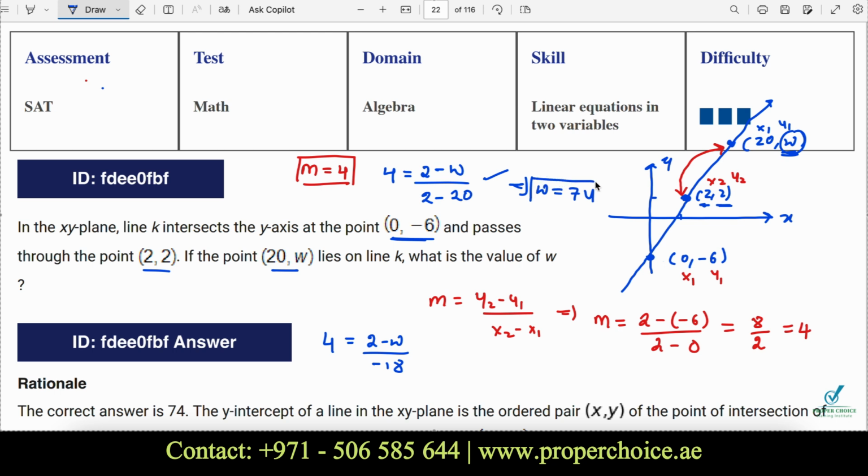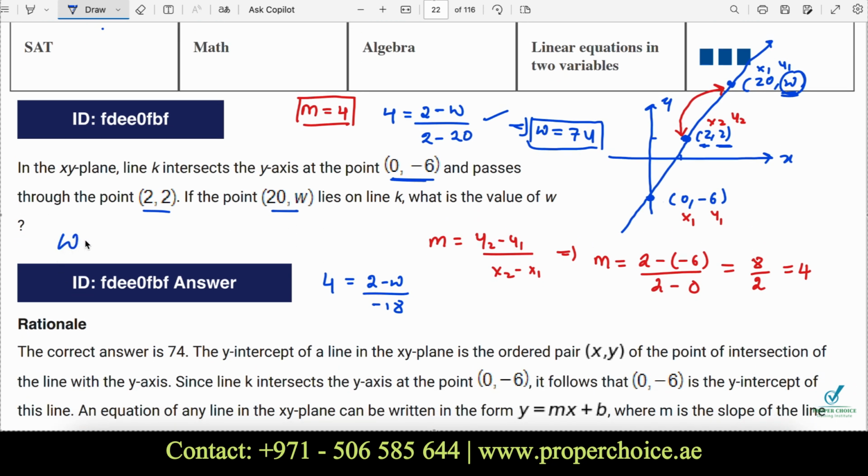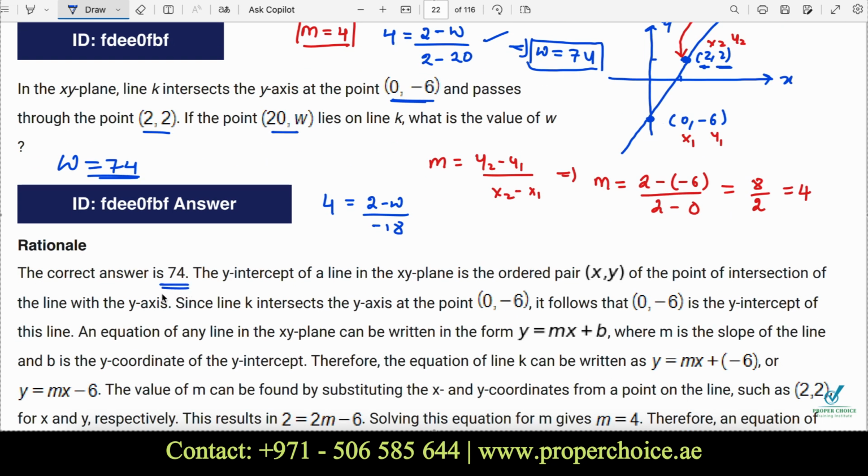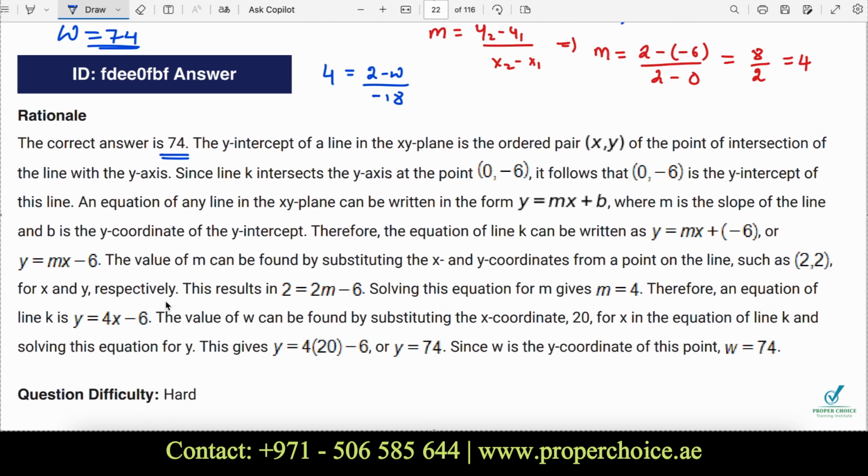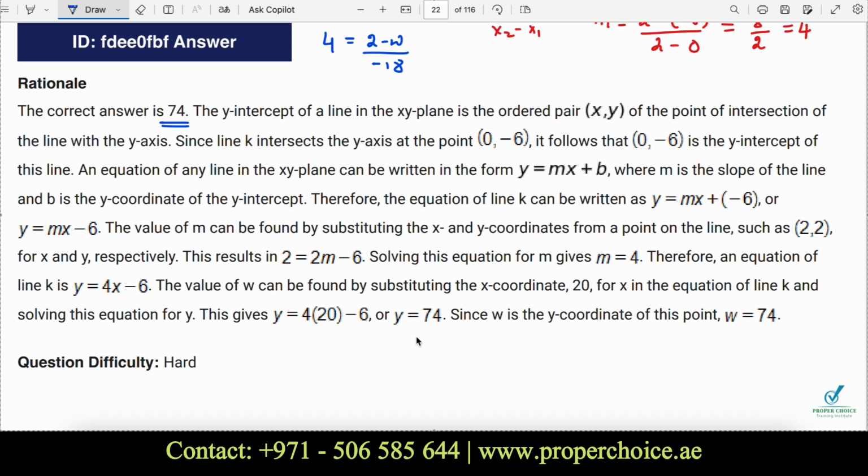So first you have to find the slope, then make use of that slope again to find the unknown x or y, because this line is representing collinear points and we know that the slopes of collinear points are equal. We are making use of that, and you can find the value of w here equal to 74, which they have also given us. If you see the way they have explained it, it's similar, and finally they are getting w as 74.